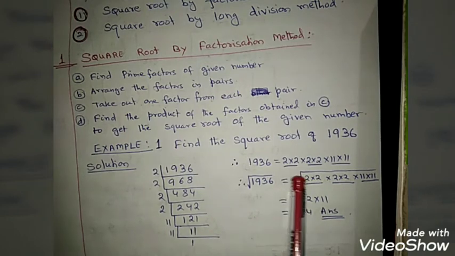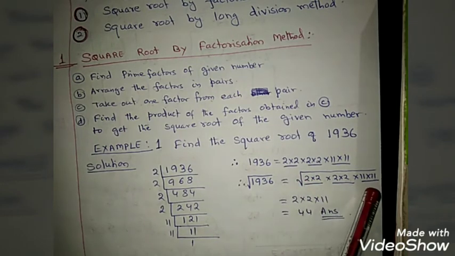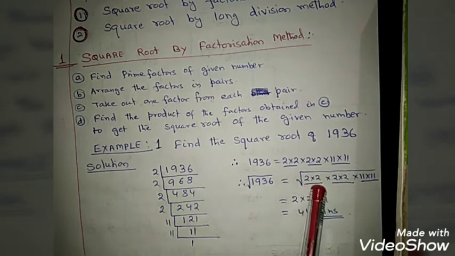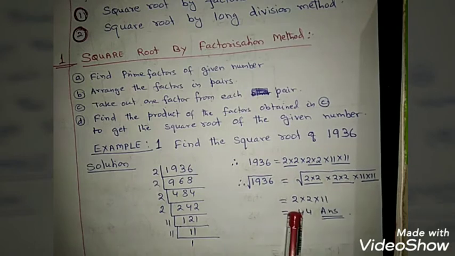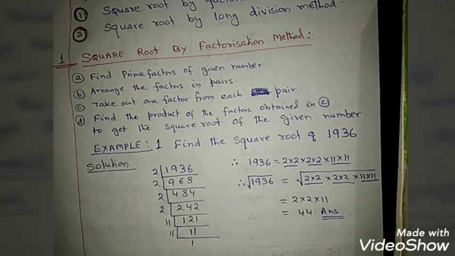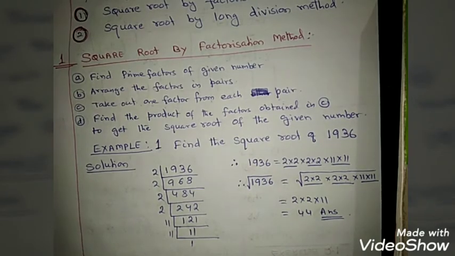And then from each of these pairs, we have to select one factor. From this pair I have selected 2, from this pair I have selected another 2, and from this third pair I have selected 11. So when we multiply these 3, we get 44. So this is how we have calculated the square root by using the prime factorization method.